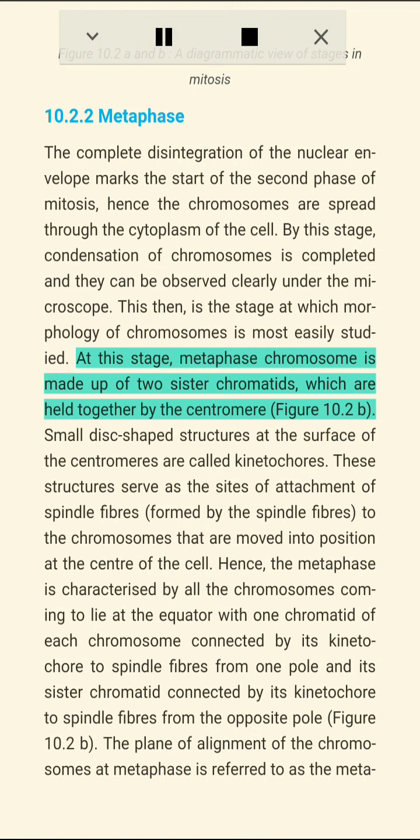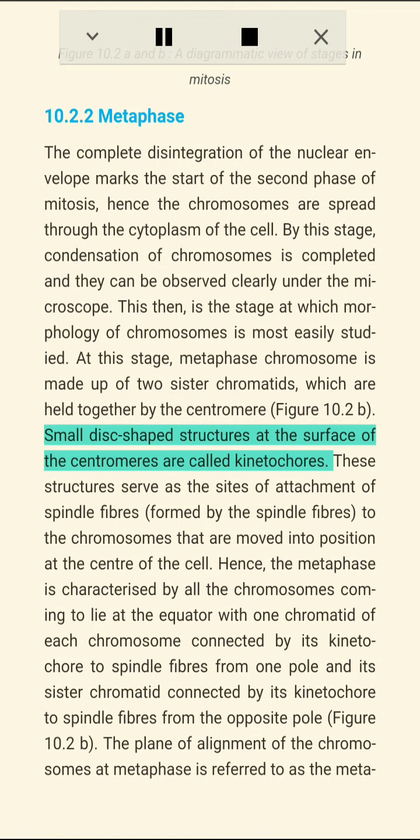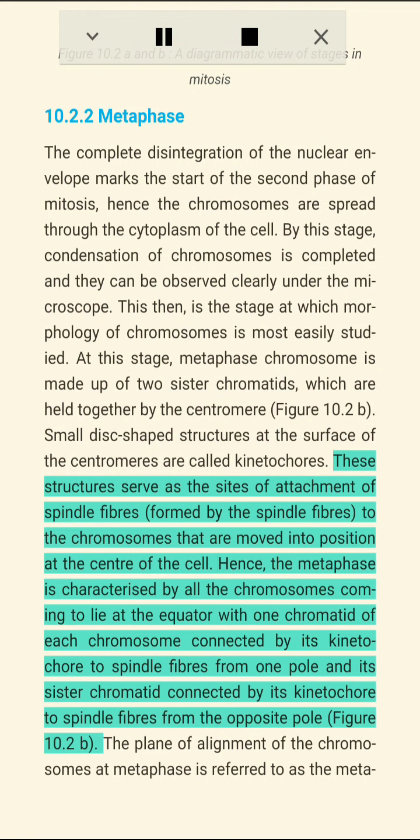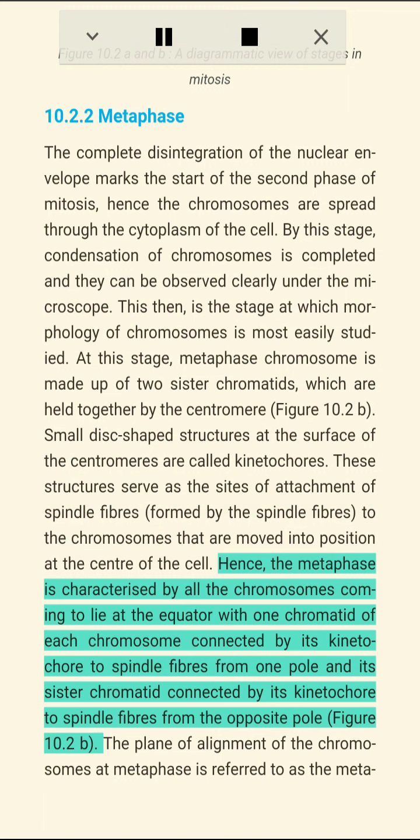At this stage, metaphase chromosome is made up of 2 sister chromatids, which are held together by the centromere, Figure 10.2b. Small disc-shaped structures at the surface of the centromeres are called kinetochores. These structures serve as the sites of attachment of spindle fibers to the chromosomes that are moved into position at the center of the cell.